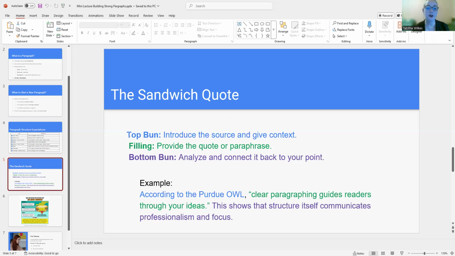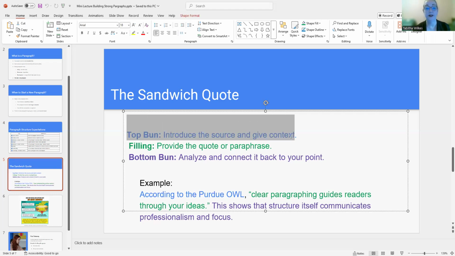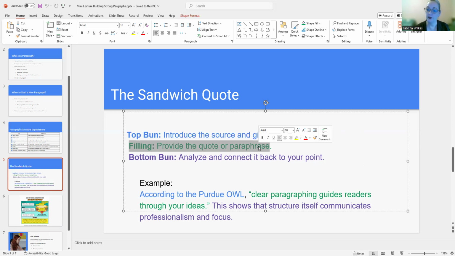When I say sandwich your quote, the top bun of your sandwich is when you introduce the source. So if you have a library source and you're providing a quote, you introduce that library source. According to Dr. Smith, PhD of agriculture at the University of Harvard, whomever this person is, you provide that context. The filling of the sandwich is the quote itself. You then provide the quote. And then the bottom bun is when you analyze that quote.